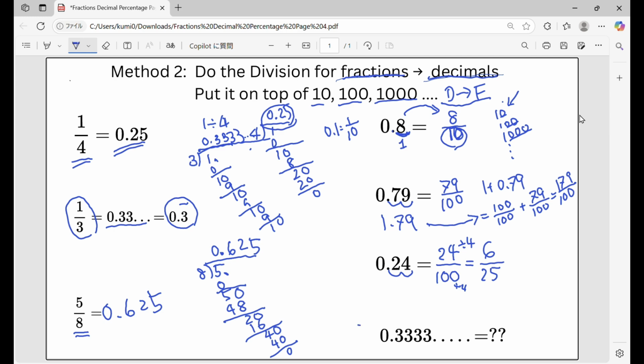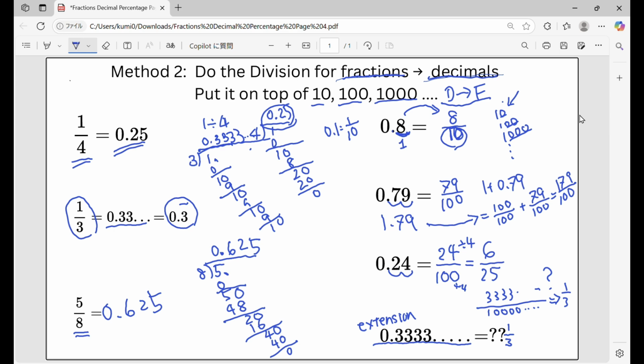Okay, here's a very interesting case. This is an extension, so don't worry if you can't do it. I don't think any college student is expected to be able to do this, but you know this is 1/3, right? But if you didn't know that, how would you do that? 3, 3, 3, 3 forever over how many zeros? And how would you lead it to 1/3? This is something to think of, okay?